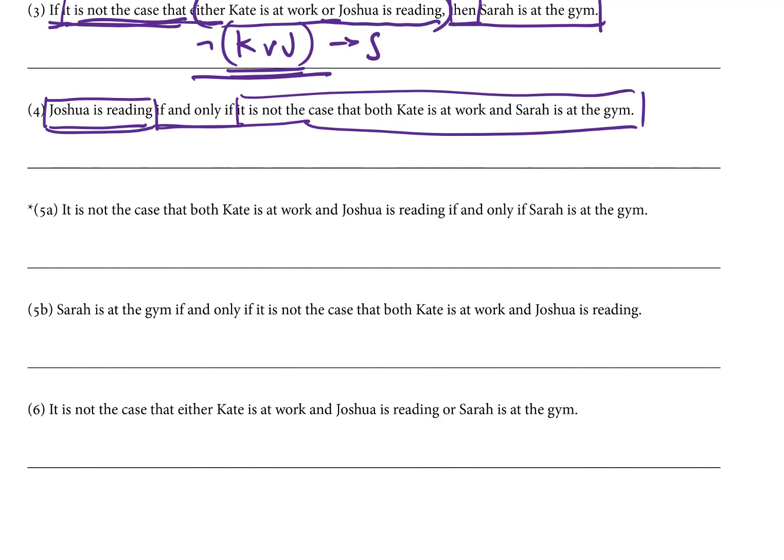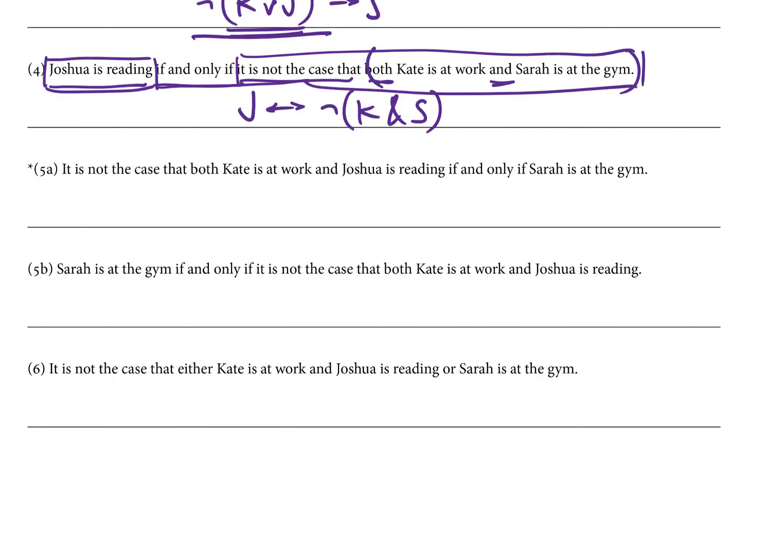So let's investigate what we have here after the double arrow. It is not the case that both Kate is at work and Sarah is at the gym. Okay, so that's our conjunction. And the not is going to go right here. And then we just finish by putting the double arrow and J. Okay, and I should say if we want to put parentheses around the whole thing, for any of these we can.